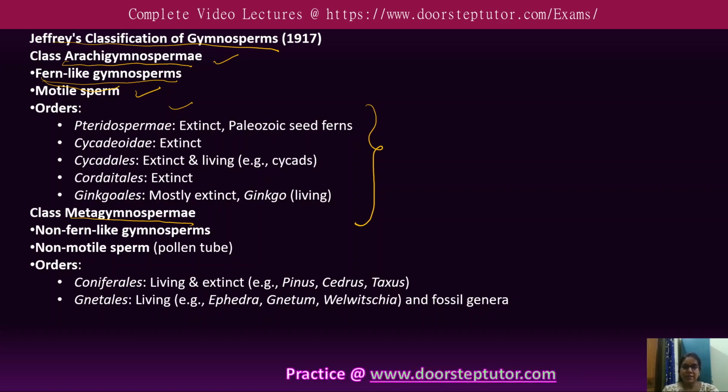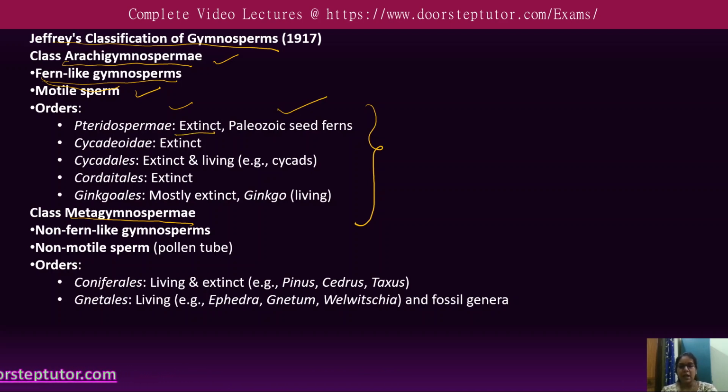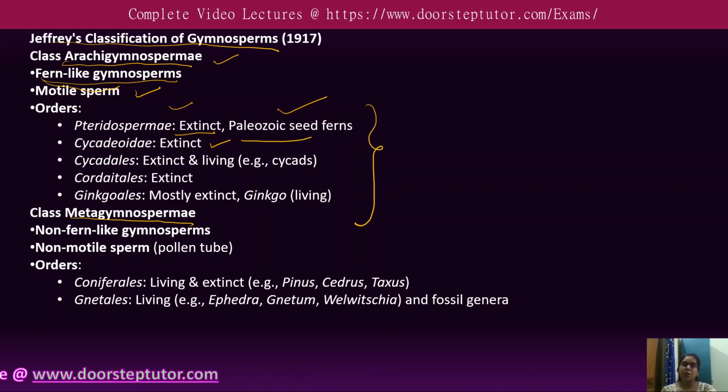Okay, so these are the different characteristics of these orders. Like the Pteridospermi is extinct, and these include the extinct gymnosperm which is known as the seed fern, and they are considered primitive and were present during the Paleozoic era. Okay, similarly, the second order, that is the Cycadales, they are also extinct. Most of the gymnosperm classes or orders or different plants belong to the extinct group only.